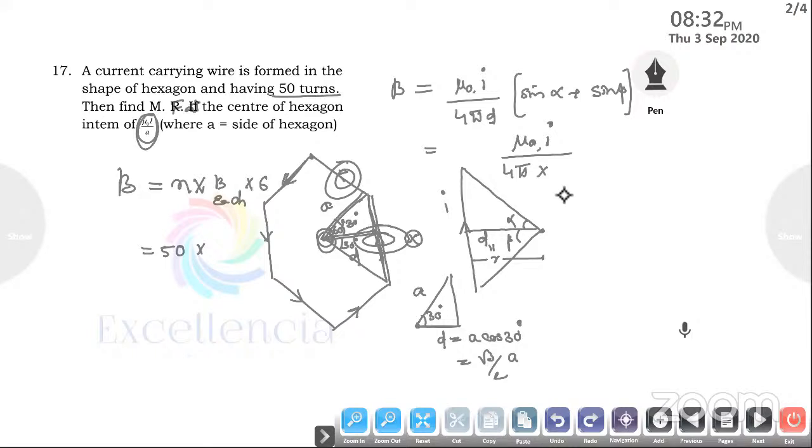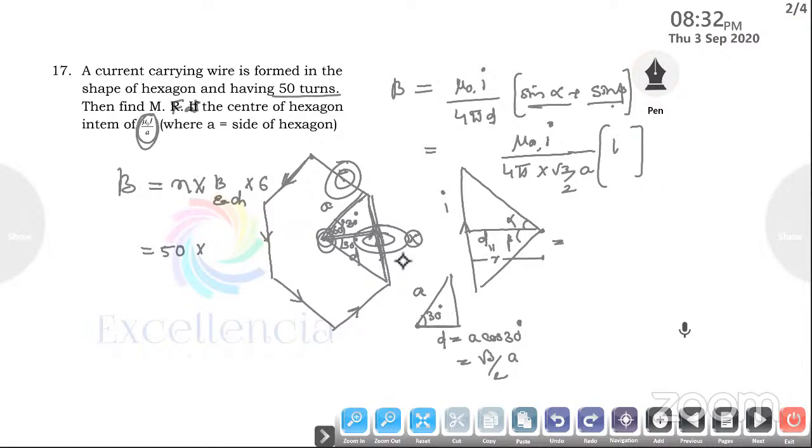Just now we found the value of B, how much here? Root 3 by 2A, isn't it? So into here sine alpha. Sine alpha is 30, sine 30 is 1 by 2. Again beta also 30, sine 30 is 1 by 2. 1 by 2 plus 1 by 2, how much does this become? 1, isn't it?